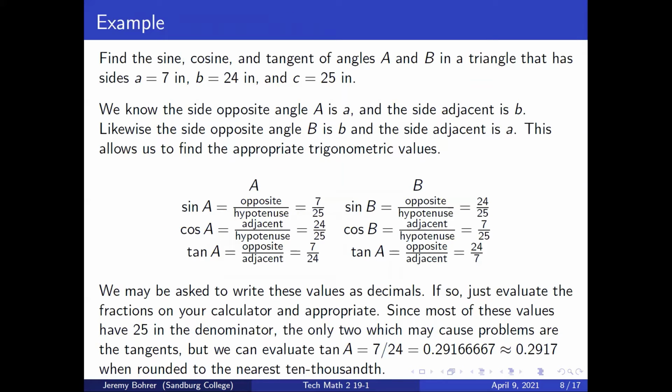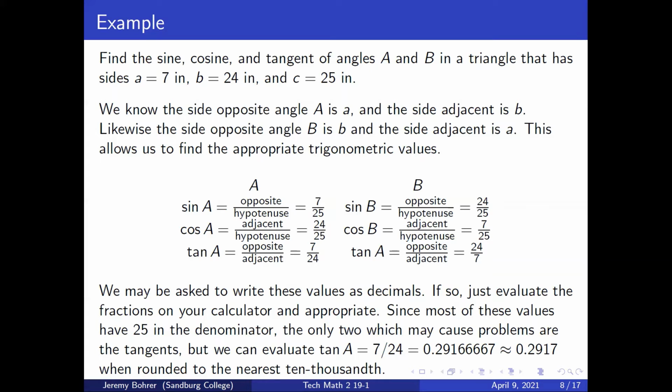For example, find the sine, cosine, and tangent of angles A and B in a triangle that has sides A equals 7 inches, B equals 24 inches, and C equals 25 inches. We know the side opposite angle A is A, and the side adjacent is B. Likewise, the side opposite angle B is B, and the side adjacent is A. This allows us to find the appropriate trigonometric values.